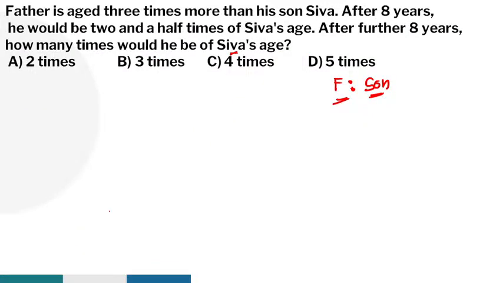First read the question properly. Father is aged 3 times more than his son Shiva. Son age is we don't know. Let x అనుకుందామండి. Father is how many times? 3 times అన్నాడు. x into 3, 3x అండి. More. More అంటే ఏంటి? Adding. More than his son. Son age is how much? x అండి. అంటే సింపుల్ గా 4x is to x అండి.